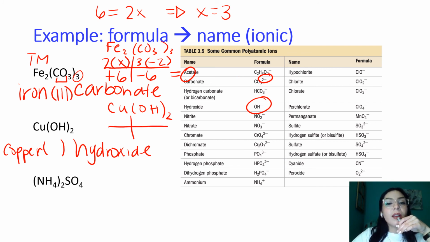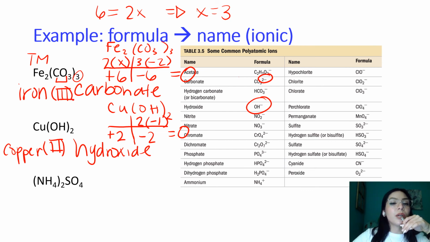So we know that there's 2 hydroxides, each one is -1. So far we have a -2 charge being contributed by this. We know that this has to equal 0. So that must mean that this side is +2. Since we only have 1 copper, unlike earlier where we had 2 irons, we don't have to solve for anything. We automatically know that this copper is +2. So you put a Roman numeral, sorry, my Roman numerals are ugly, you put a Roman numeral 2 in this case. So it's copper(II) hydroxide.